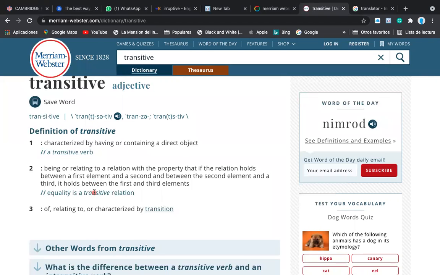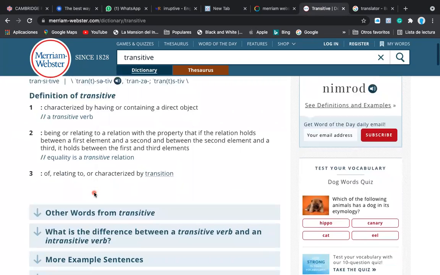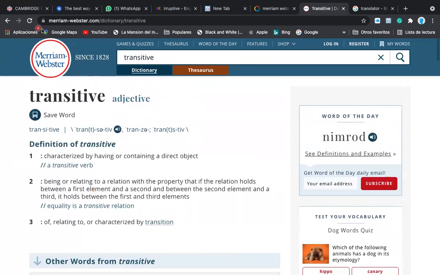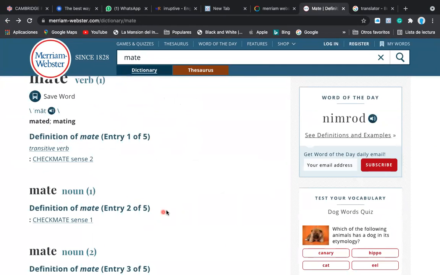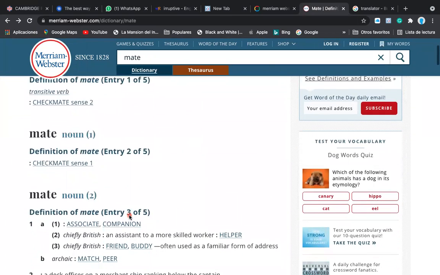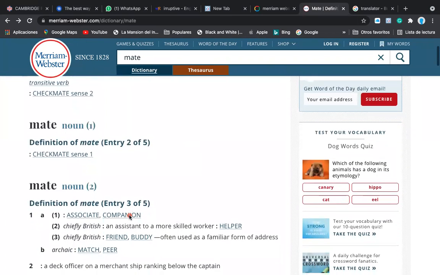Being or relating to a relation with a property that if the relation holds between the first element and the second, and between the second element and the third, it holds between the first and the third elements. Oh my, the words from transitive, okay. So if it's working like a verb, it's characterized by having or containing a direct object, or if it's working as an adjective.